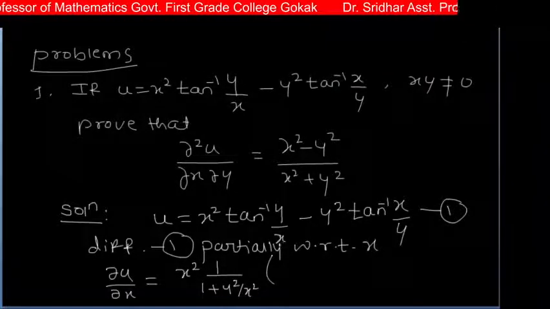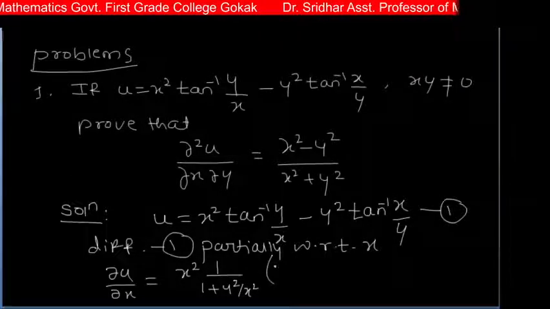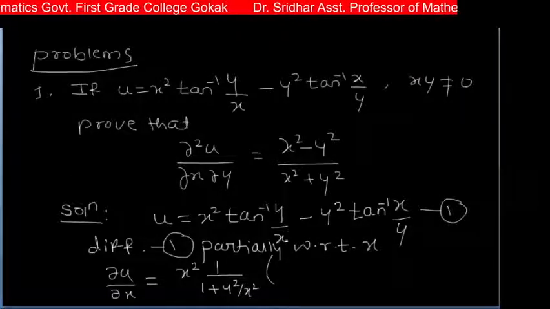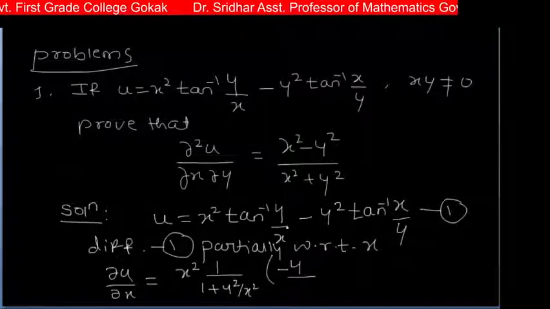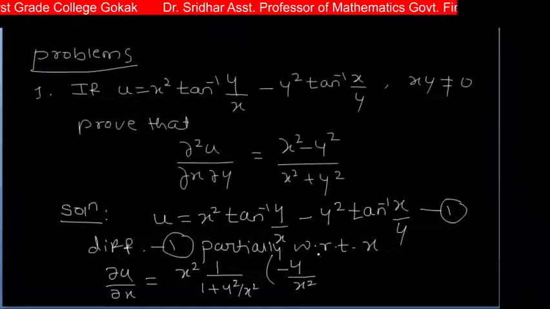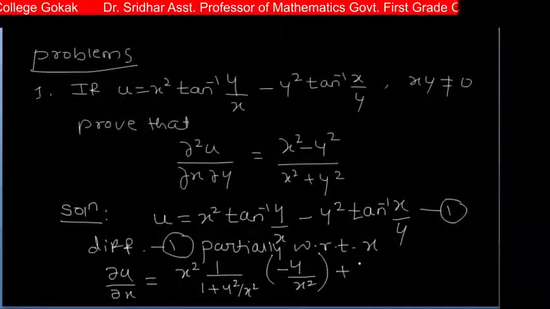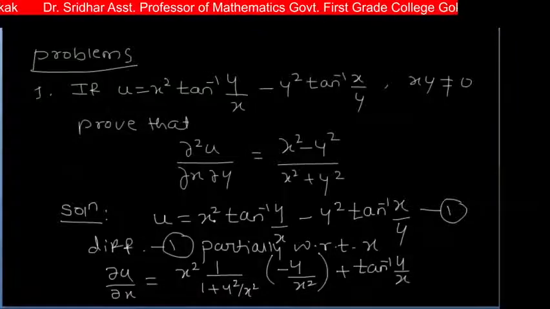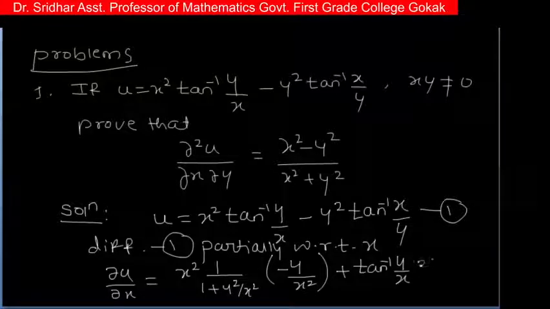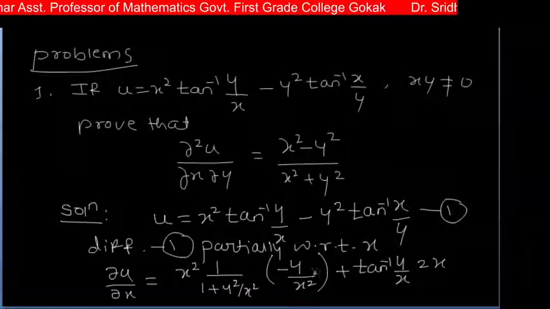So differentiation of y by x with respect to x, keeping y as constant. So differentiation of 1 by x is minus 1 by x square. So y is constant. Okay. Then plus second function as it is, tan inverse of y by x. Differentiate the first function, that is 2x. Okay, 2x, right? Then minus.